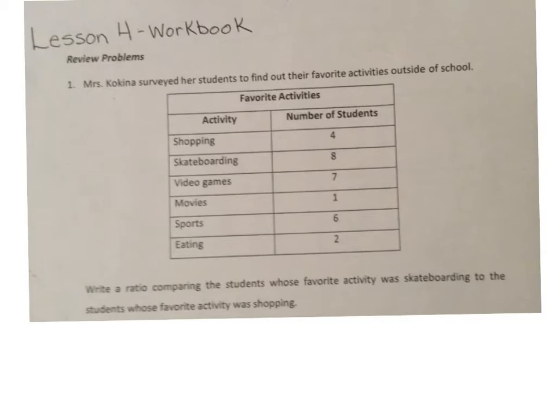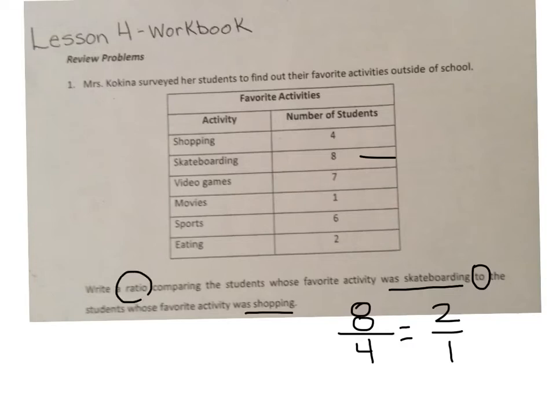They want a ratio comparing the students whose favorite activity was skateboarding, compared to, we know that's going to be our fraction line, the students whose favorite activity was shopping. So we look up at the chart. Right there we see an 8 is skateboarding. There's my fraction line. Shopping is a 4. If I reduce that, I could divide the top and bottom by 4. 4 goes into 8 twice. 4 goes into 4 once. I would want to keep that as 2 to 1 just because they are asking for a ratio, and a ratio is a comparison of two numbers. So we would just say 2 to 1.